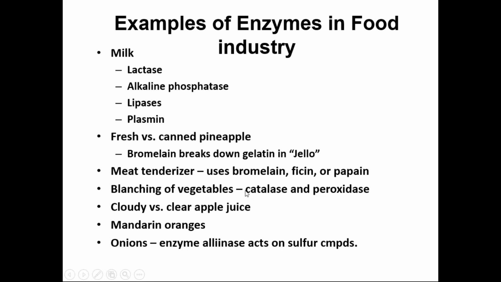When you do the blanching of vegetables, when you put them into boiling water and just remove them, it's called blanching. So what happens in blanching is actually you are inactivating the enzymes catalase and peroxidase, which can cause discoloration in the vegetables.